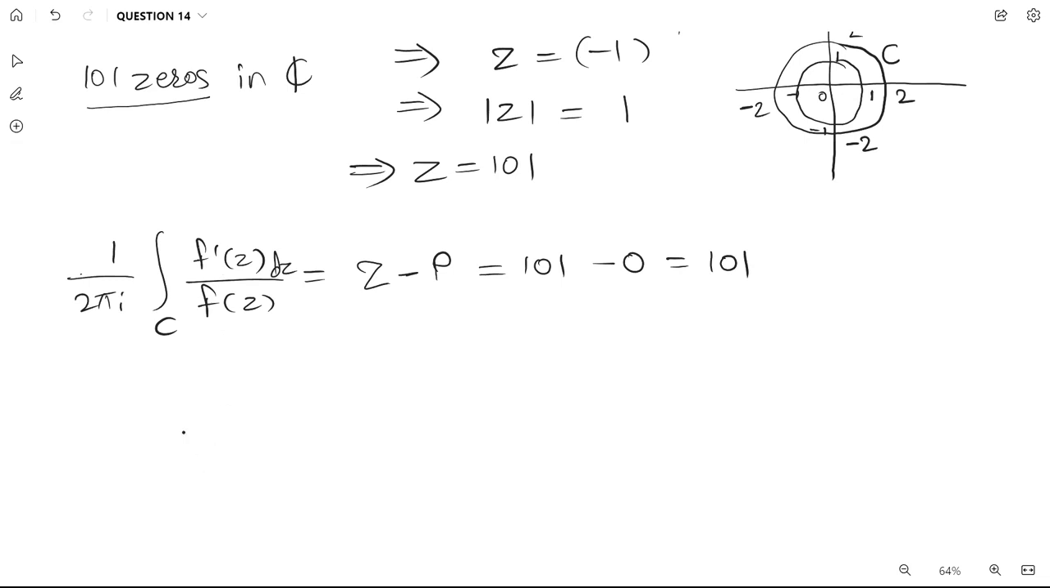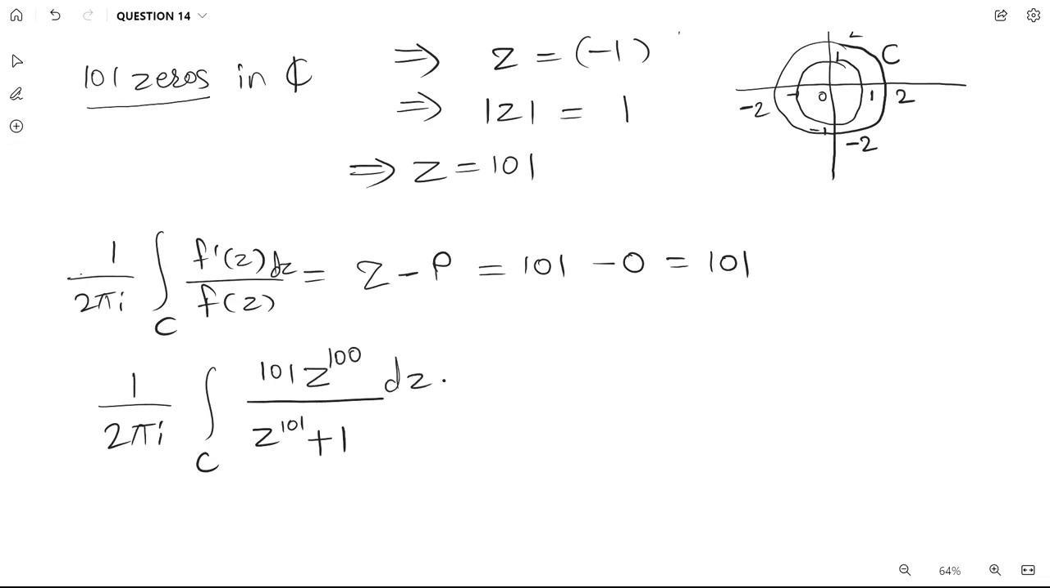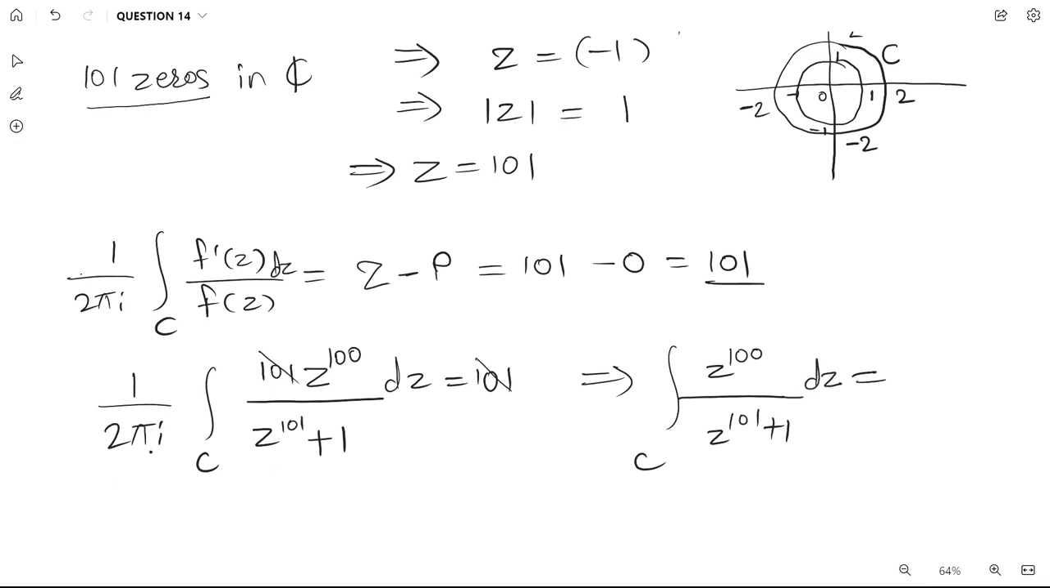Let's solve the left hand side. Now we have 1 over 2 pi i. What is f? f is z power 101 plus 1. So f dash of z will be 101 z power 100 dz is equal to 101. So 101 and 101 will get cancelled. So we get the integral over C of z power 100 divided by z power 101 plus 1 dz is equal to, take 2 pi i on this side, 2 pi i. So this is the answer, right?